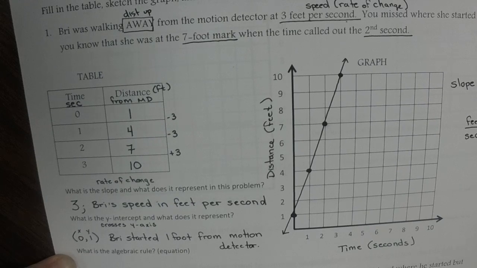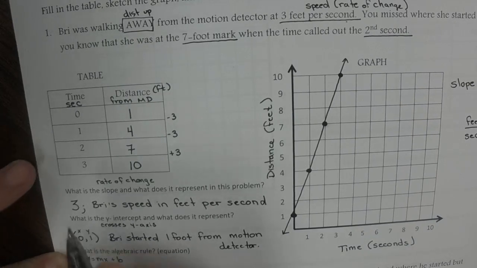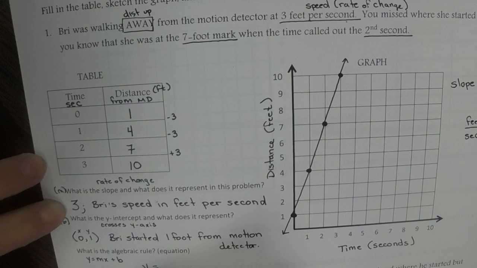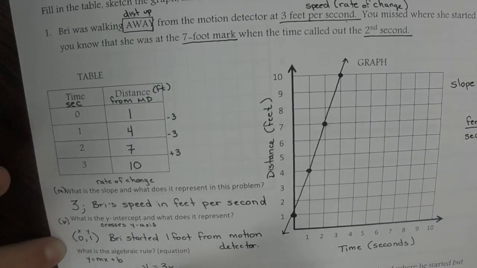Then the last question says, what is the algebraic rule? Or what is the equation? So remember, this is based on y equals mx plus b. Well, this is m, and this is b. So if I put those together, I get y equals 3x plus 1.